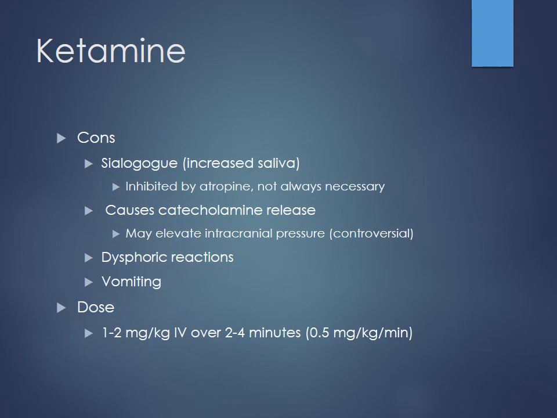Some problems you run into with ketamine is, one, it's a sialagogue, which is just a fancy way of meaning it increases saliva production. So you can sometimes see, if you're trying to establish an airway, you have lots of secretions that can be problematic and occlude your vision. So sometimes you have to give atropine to dry patients out a little bit. But good suction could also be used to clear them out.